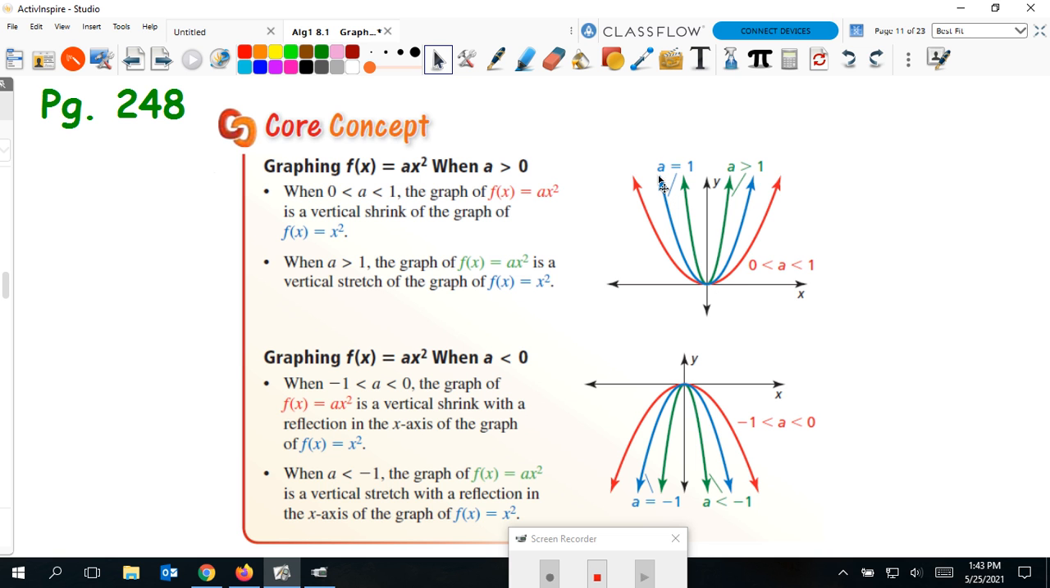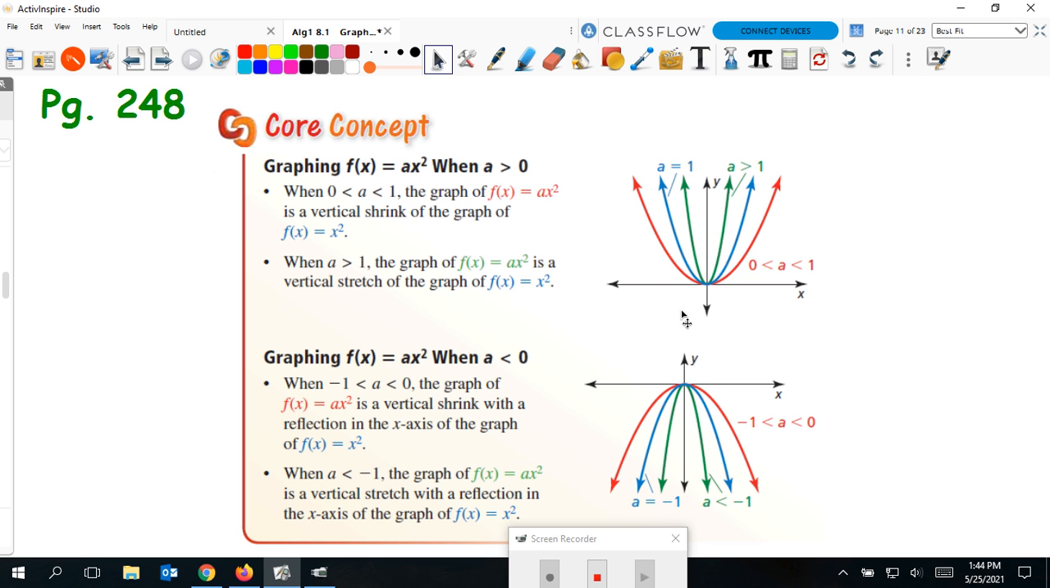That's going to be the blue one. The blue one would actually be the parent function. What we're showing here is really the difference with your a number, the number in front of this, when that is greater than 0, and also when it's less than 0. So that's where there are 2 different things here.